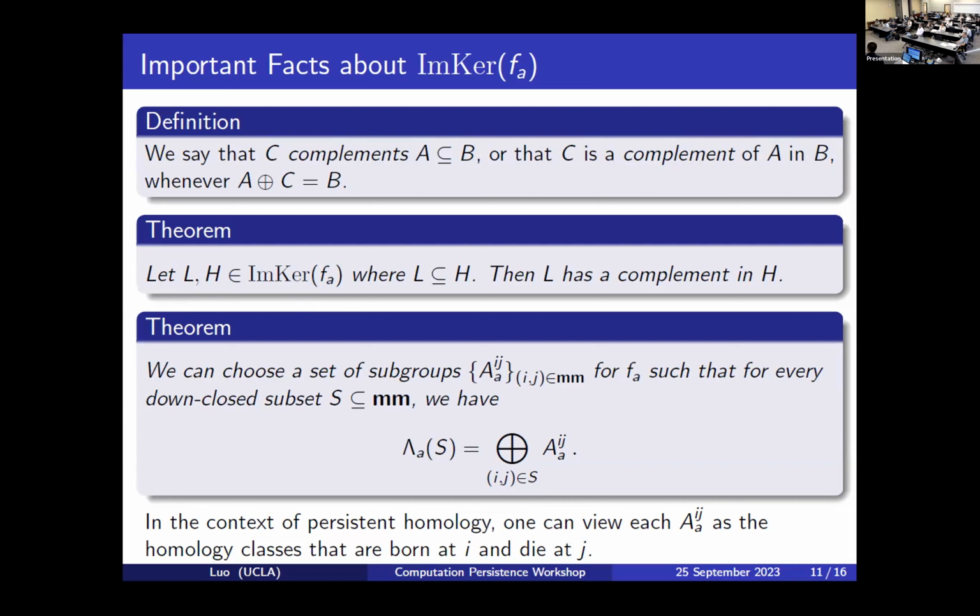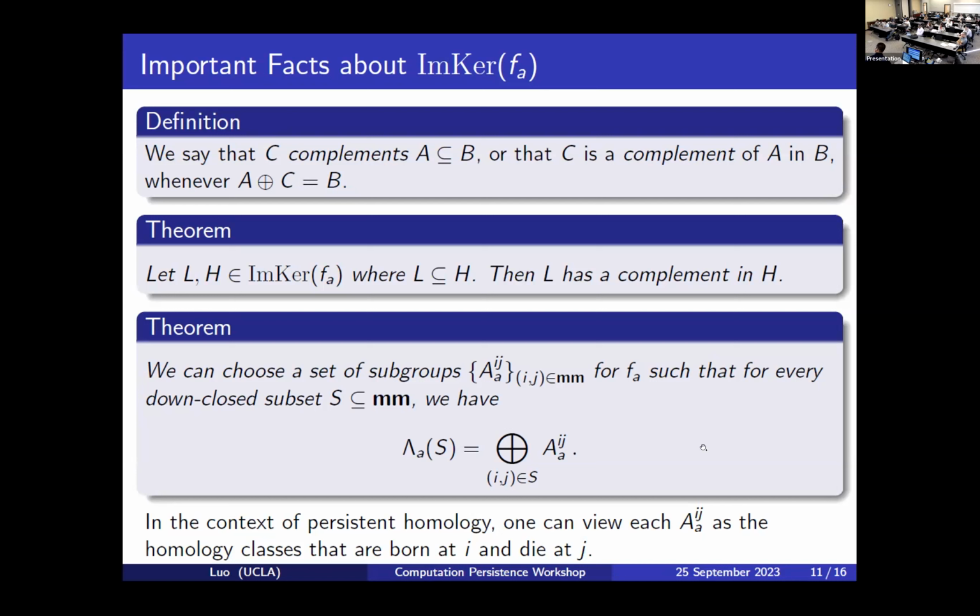Something else we're able to prove, using this in fact, is that for each of the FAs, we can choose a family of subgroups A_{ij} in FA, such that if we take any S in our down closed set and look at Lambda A of S, then Lambda A of S is exactly a direct sum of the A_{ij} of A, where the i and j are indexed by the things in our down closed set S. So in some ways, the A_{ij}'s give us building blocks for things in the secular lattice.